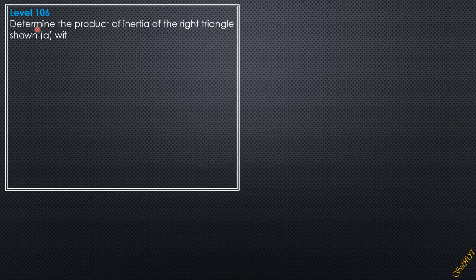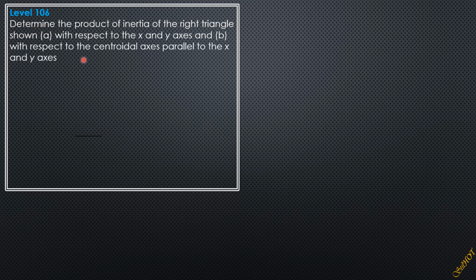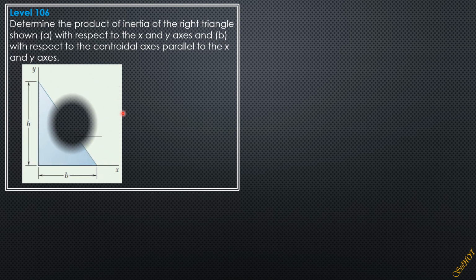So next problem, level 106. Determine the product of inertia of the right triangle shown, letter A with respect to the x and y axis, and B with respect to the centroidal axis parallel to the x and y axis. So the triangle is oriented in this manner. Remember that for different orientation, the product of inertia will either be the same sign, positive or negative.